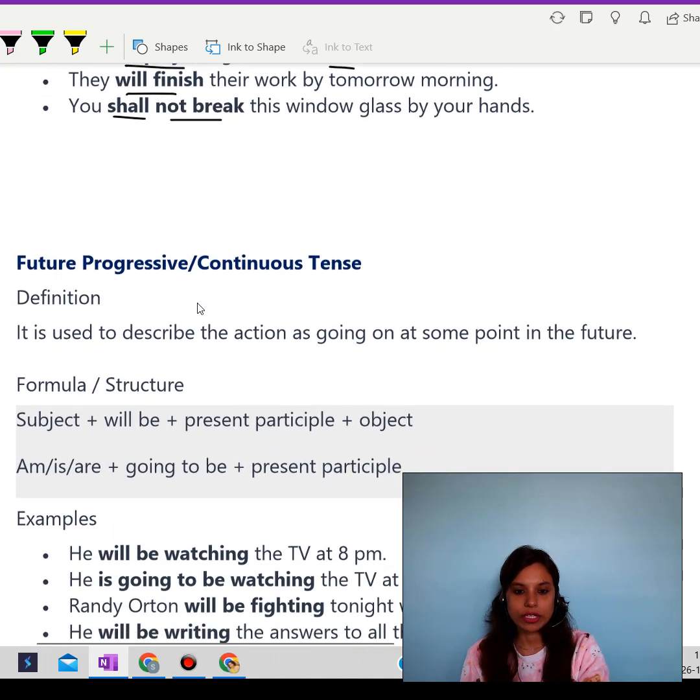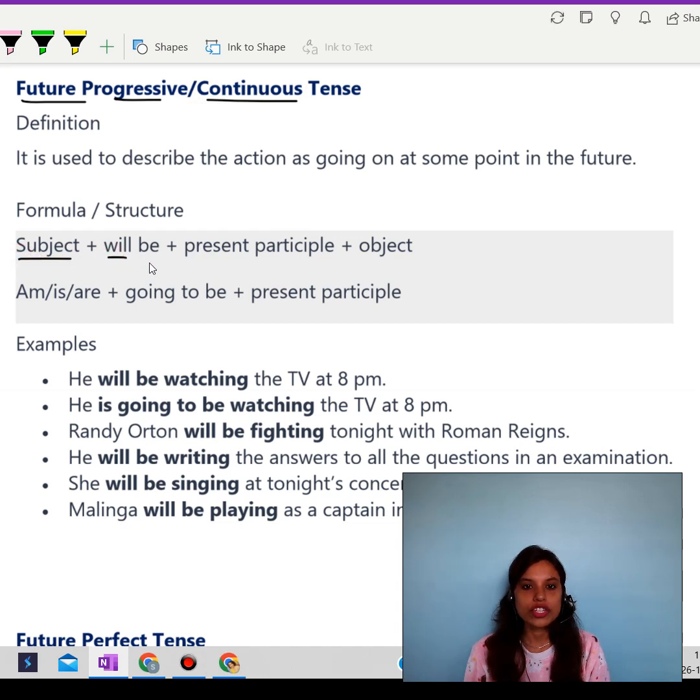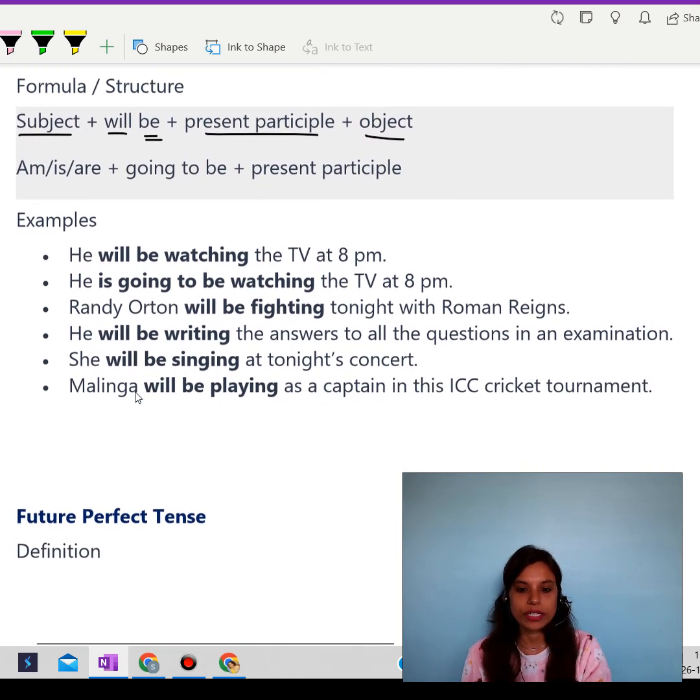Let's move over to the other forms of this future tense. Focusing on future progressive, or we also call this the continuous tense. So we have the subject, then will or shall, then the addition of be, and then the present participle, and then the object. So let's directly move over to the examples.